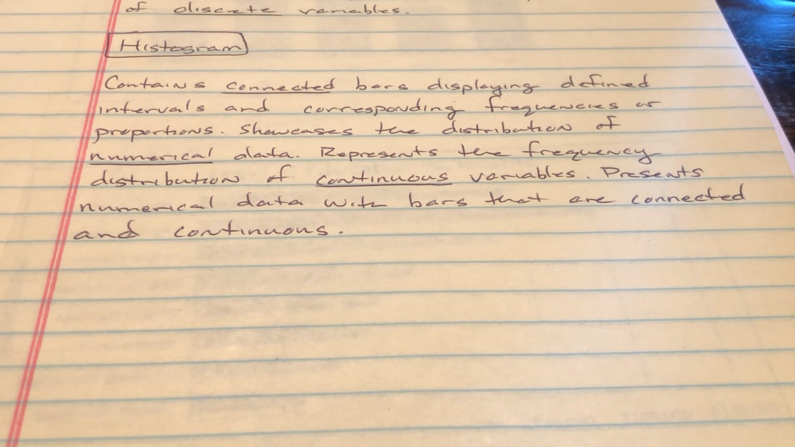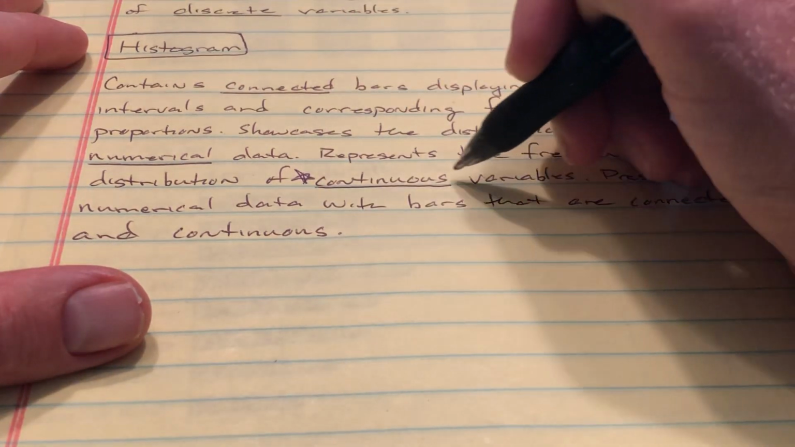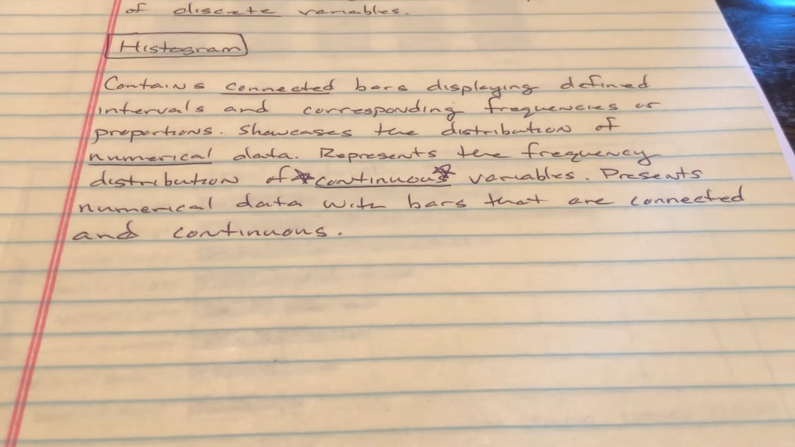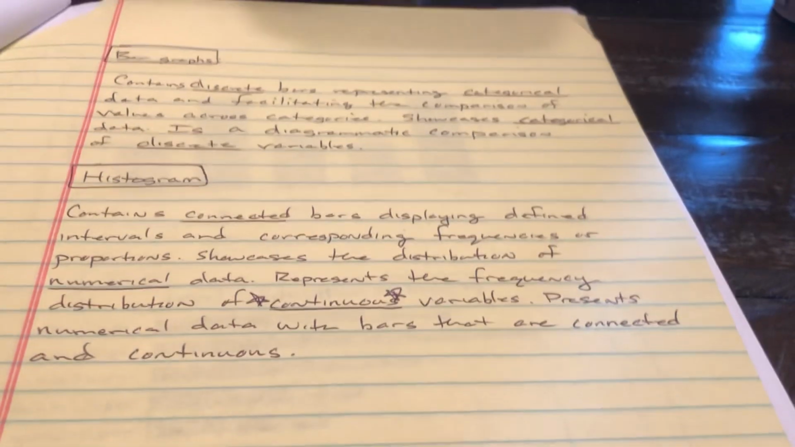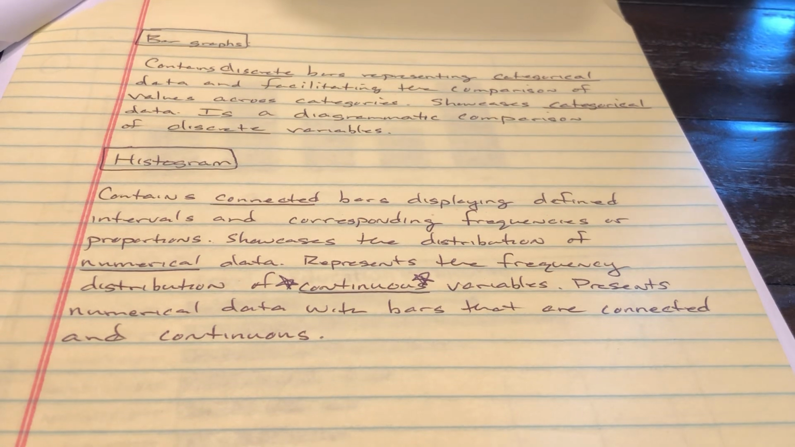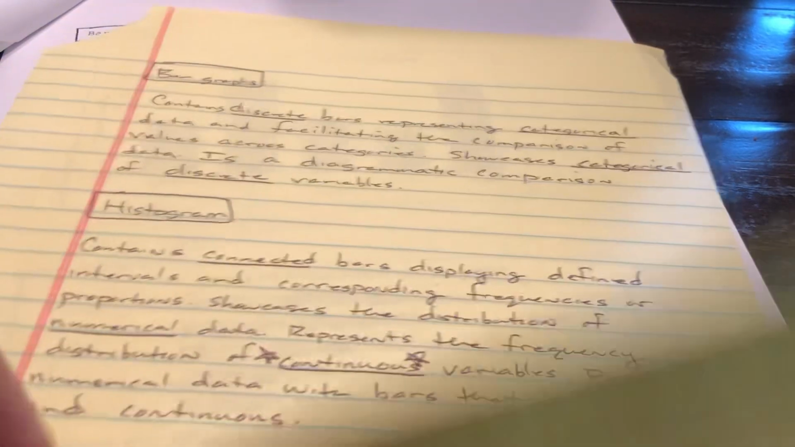A histogram contains connected bars, almost always displaying defined intervals and corresponding frequencies or proportions. It showcases distribution of numerical data and represents the frequency distribution of continuous variables. It presents numerical data with bars that are connected and continuous. If you need to pause this video to get any of this down, go ahead right now. We're going to move on and talk about a few more pages here.